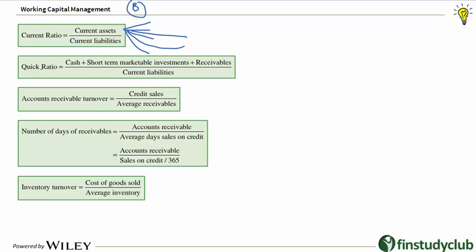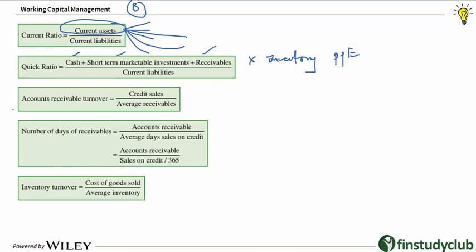So quick ratio is trying to find out the repayment capacity, but in a little shorter span of time. So while current ratio will have all the current assets to take care of the liabilities, the quick ratio will have only, let's say, the top three. So cash, short-term marketable security, and receivables. It will not have inventory, and it will also not have the prepaid expense.